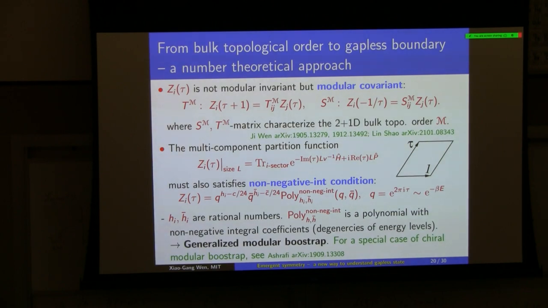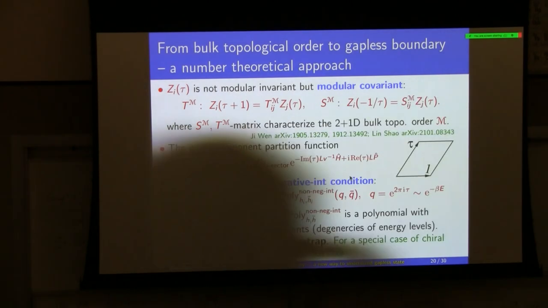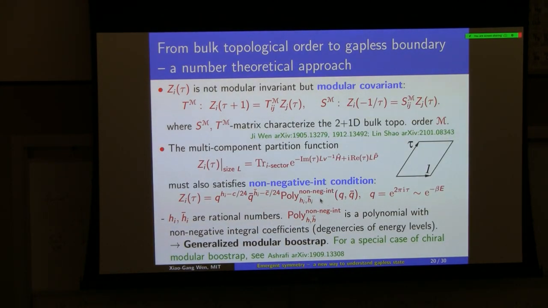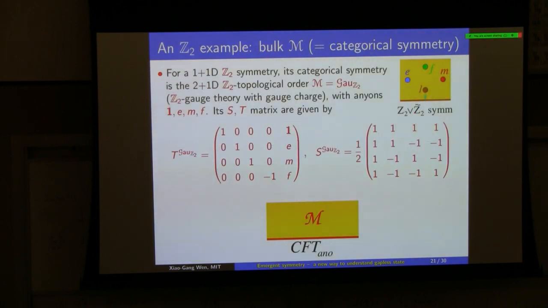So this is basically the story. That is, the bulk topological order may determine the boundary partition function in the algebraic sense. Or maybe I want to say this is a number-theoretical way, because we need this polynomial with non-negative integer coefficients. How to input that condition into our calculation? That is pretty much a challenge. Okay. So actually, I think that's basically the main thing, and we can really do it.